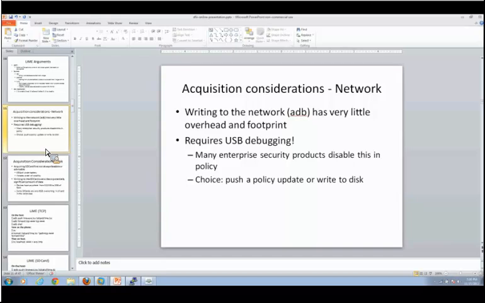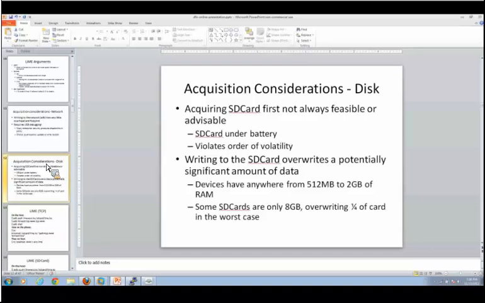The problem with this, as I said, is it requires USB debugging for ADB to work. And if you walk into a typical enterprise and you take an Android phone, where they're using some security product that can put policies on the phone, they're almost all going to have USB debugging disabled, and the policy is also not going to let it be turned back on. So that's a serious problem, because now we can't use ADB, and we basically look at a choice of, do we have the sysadmins push a modified policy to that phone before we acquire from it, or do we just write to the disk? And that leads to the next slide, which is there's more considerations for the disk as well.